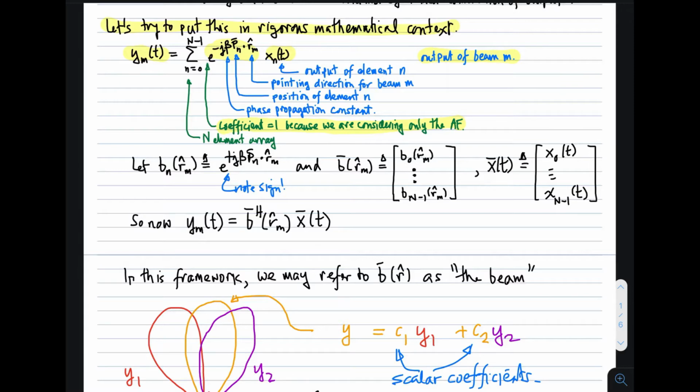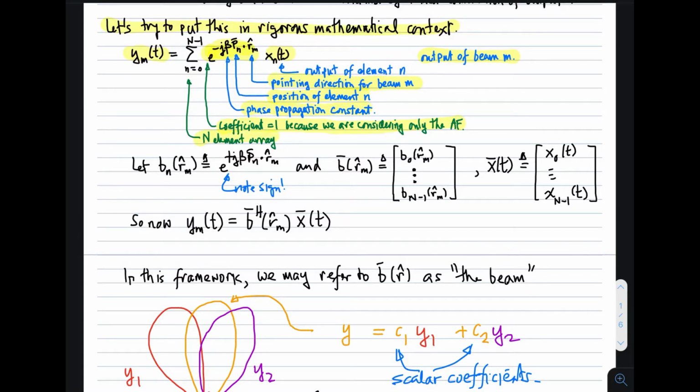So to do that, we have this complex exponential here, in which appears a phase propagation constant. The position of element n, p sub n, is a vector which points to the position of element n. R hat sub m is the pointing direction for the mth beam. We take the dot product of those, and that gives us the phase associated with that element of the array. And of course, there are capital N elements in the array.